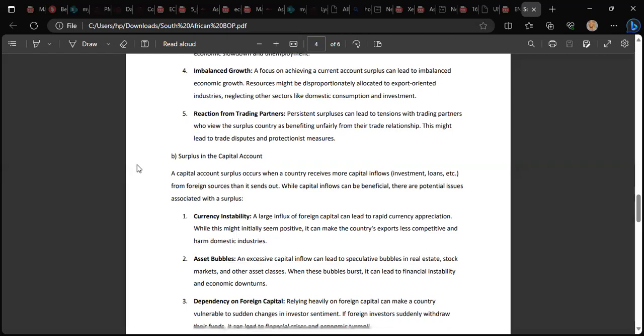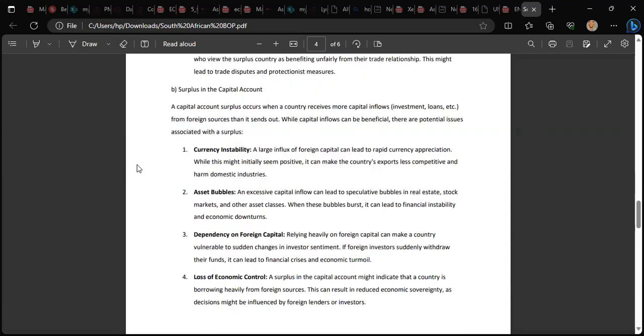Not only can we have a surplus in the current account, we can also have a surplus in the capital account, which is the financial account that we are referring to here. It was formerly known as the capital account, which is what we know now as the financial account. In some textbooks, probably the textbook that we are using, I believe they are going to classify it as capital account.